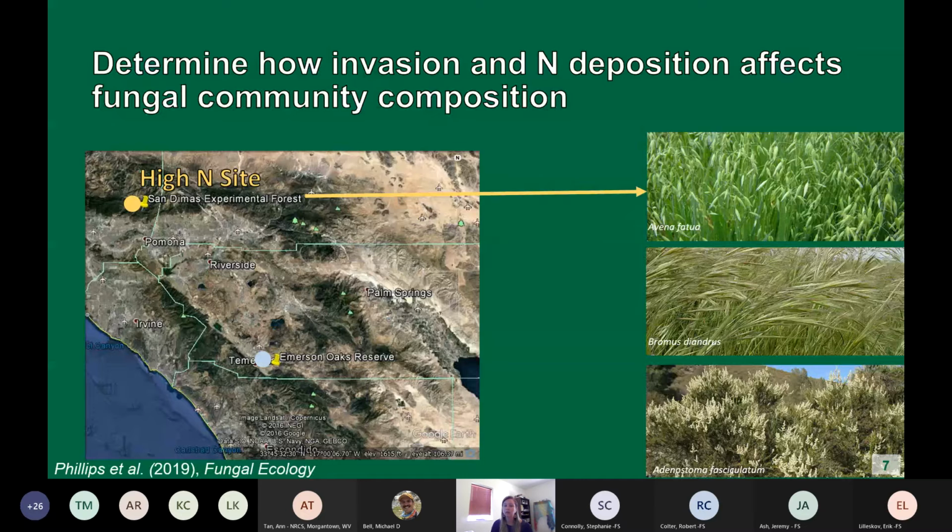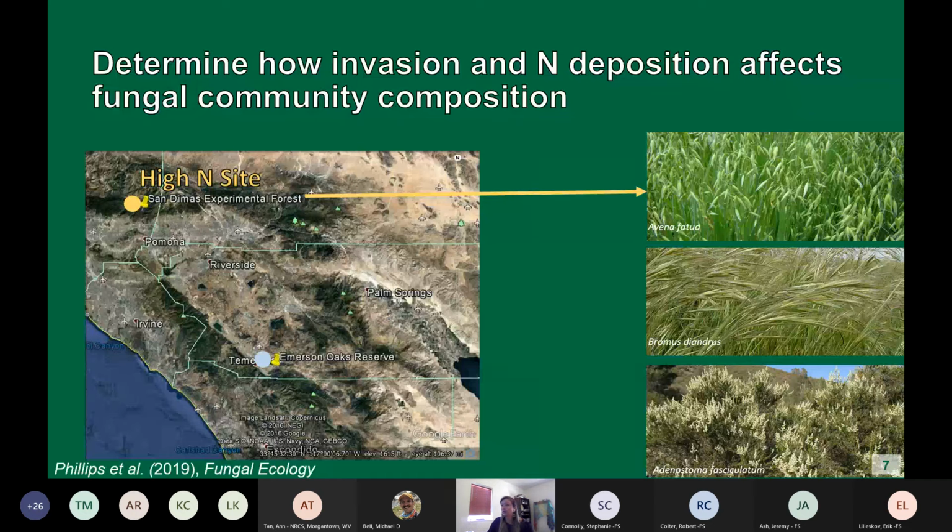It's pretty close to Los Angeles, probably like half an hour. And it's also the mountain, so it's just kind of all of the dry deposition blows over there. And they get about 19 kilograms of nitrogen per hectare per year. And the invasive grass I focused on there was Avena fatua.